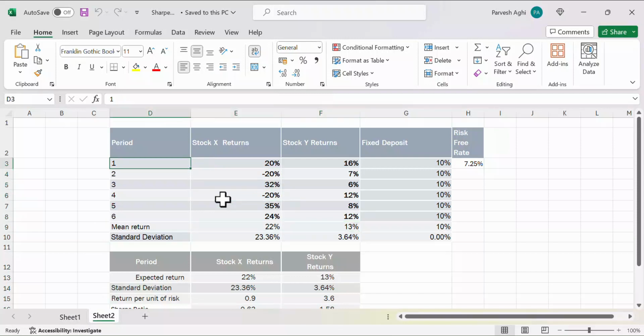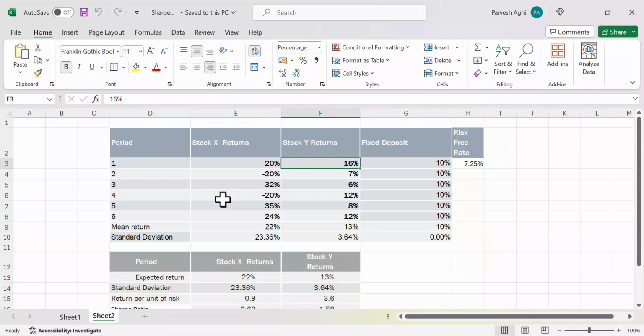Now, let's look at two stocks, hypothetically, stock X and stock Y. It can be any, it can be Reliance, Infosys, whatever. And there is a fixed deposit column. So 5-year returns are given to you. Each year, how much that stock has given, that return is captured in column E and column F. In the first year, stock X gave a 20% positive return. Stock Y gave you 16% return.